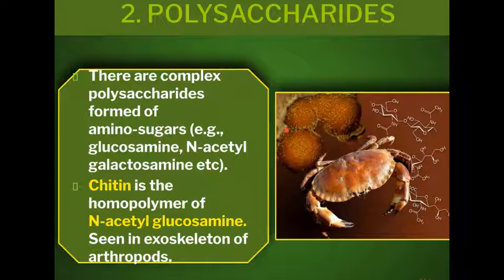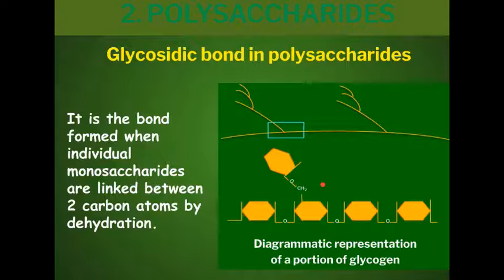We see various complex polysaccharides formed of amino sugars like glucosamine, acetyl glucosamine. Chitin is a homopolymer of N-acetyl glucosamine, which is seen in the exoskeleton of arthropods. Starch, as we all know, is the storage polysaccharide, right? And cellulose is found in the cell wall of plants. In polysaccharides, you will see the glycosidic bond. So what is this glycosidic bond? A glycosidic bond is basically a bond formed between individual monosaccharides. They are linked together. The two carbons are linked together by a dehydration reaction.